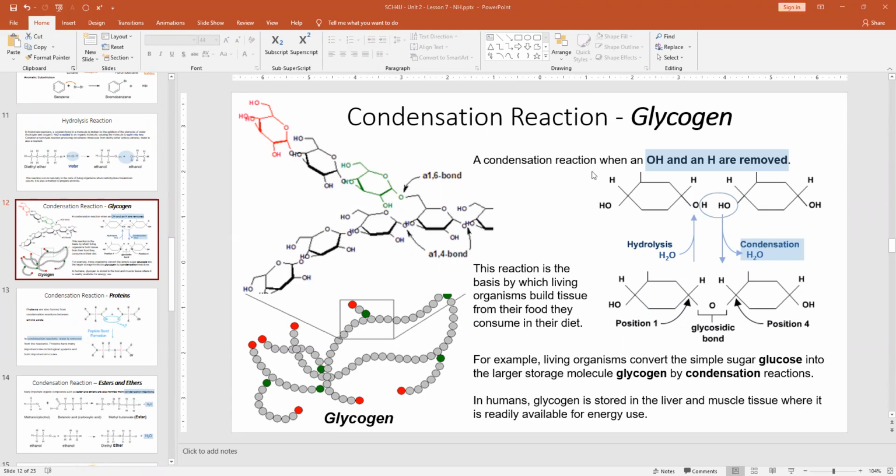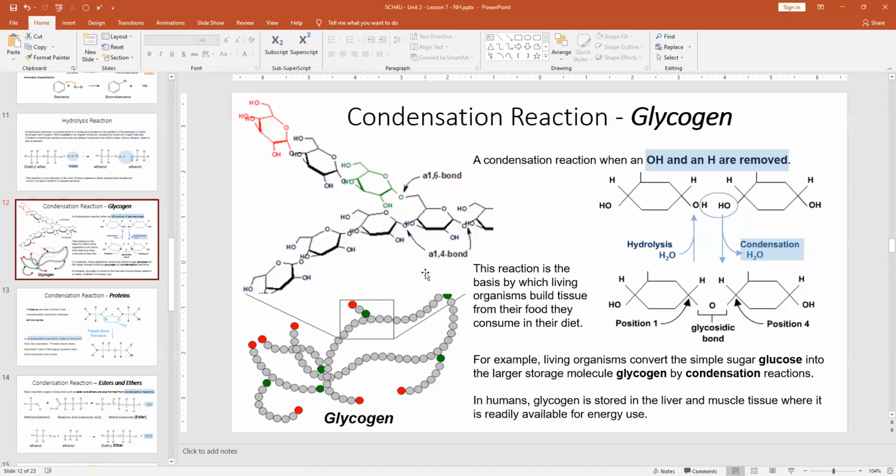of glycogen. So for example, in living organisms, simple sugars like glucose are converted into large storage molecules called glycogen by this type of condensation reaction. And in us, in humans, this glycogen is stored in our liver and in our muscle tissue, where it acts as a storage, and it's readily available for times when we need that energy. Our liver releases it when we need energy, or our muscles release it when we need a sudden burst of energy.